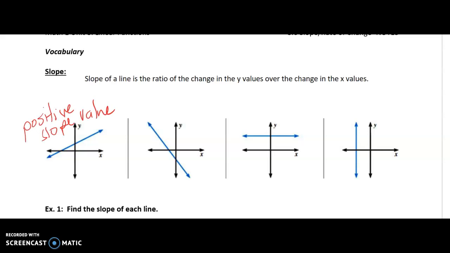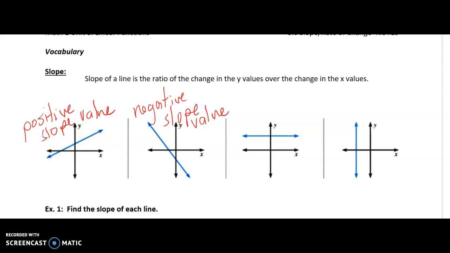We might not know the exact numeric value of the slope for that line, but because it is rising from left to right, we know that the ratio of the change in y values over the change in x values will lead to a positive value for slope. Conversely, with the next graph, you see that it's decreasing from left to right, so no matter what numeric value we calculate, the sign for that value is going to be negative. So we should have a negative slope value.